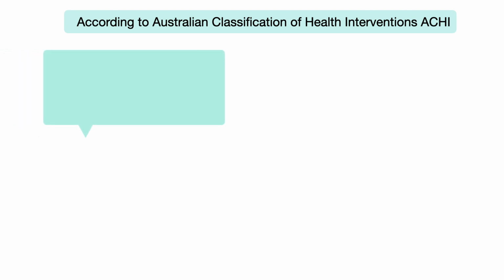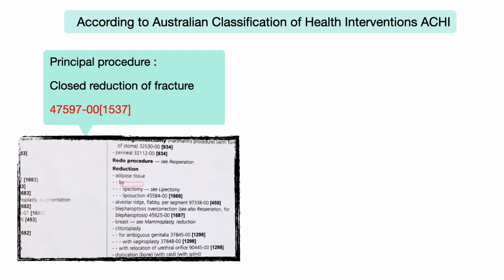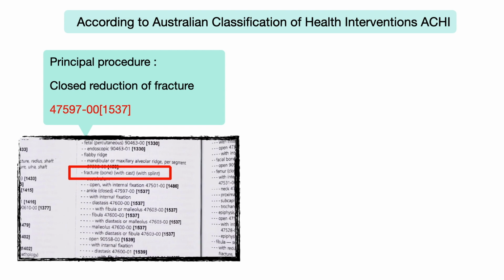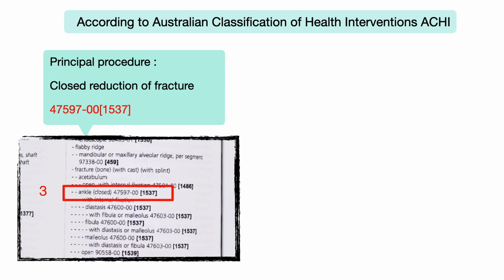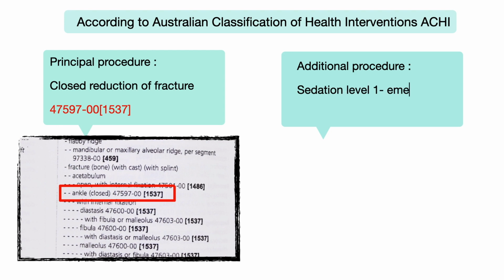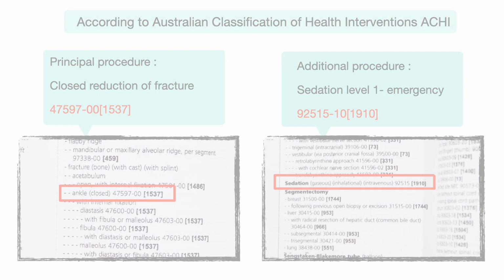According to the Australian Classification of Health Interventions, ACHI, the principal procedure, closed reduction of fracture, 47597-00, Block 1537. Additional procedure: sedation, level 1 emergency, 92515-10, Block 1910.